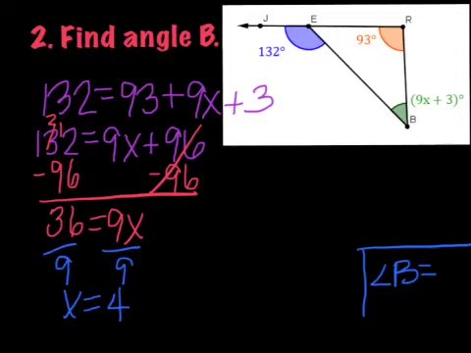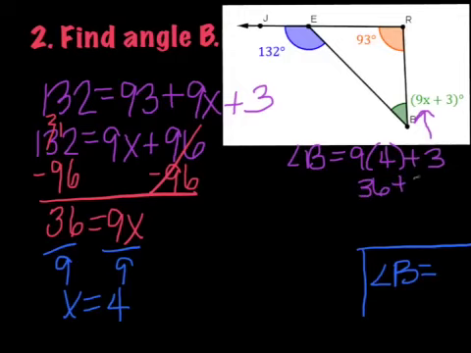But is angle B going to be 4 degrees? No. Angle B, we're going to come up here, we have to plug in 4. So angle B would be 9 times 4 plus 3. So that would be 36 plus 3, which is 39. So angle B would be 39 degrees. Great.